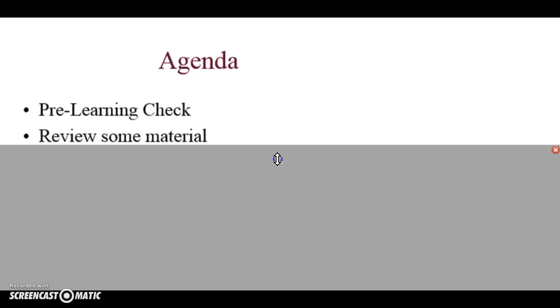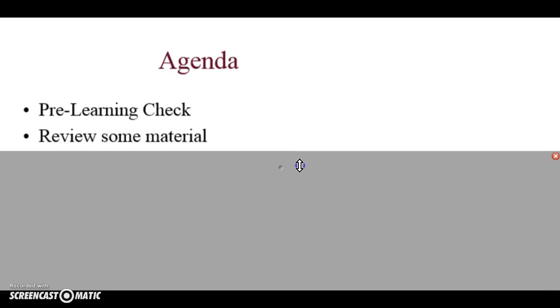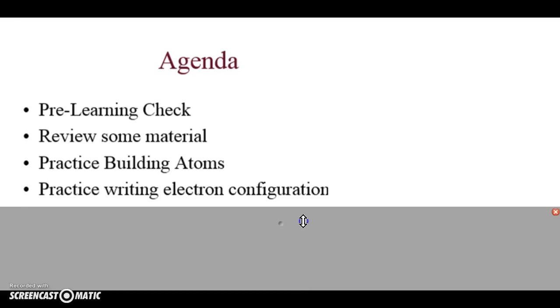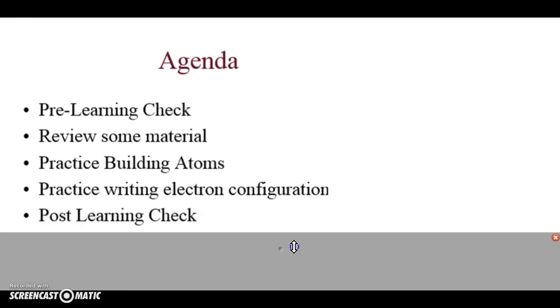Alright, so for agenda today, we are going to do a pre-learning check, which is located in your course. Just check that out. Once we get to the next slide, you will do that. We're going to review some material. We're going to practice building atoms with a website that's already in your course, and practice reviewing electrons, and then do a post-learning check.